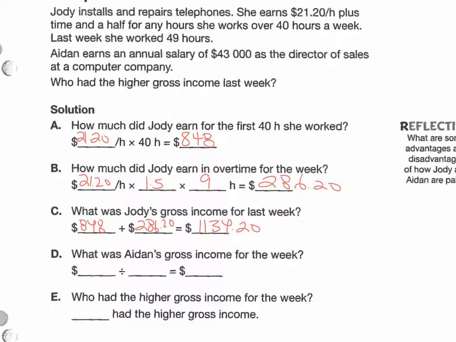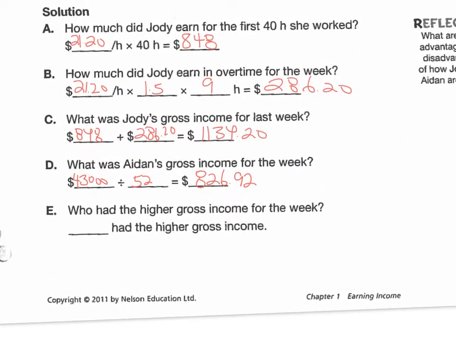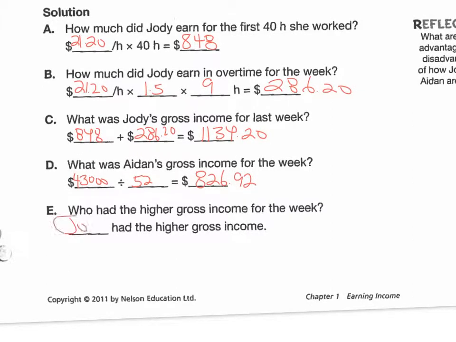What's Aiden's gross income for the week? So Aiden earns an annual salary of $43,000. And how many weeks are there in a year? There's 52 weeks. So you're going to divide 43,000 by 52, and you should get $826.92. So we have the higher gross income for the week, and it looks like Jody. Good for you, Jody.